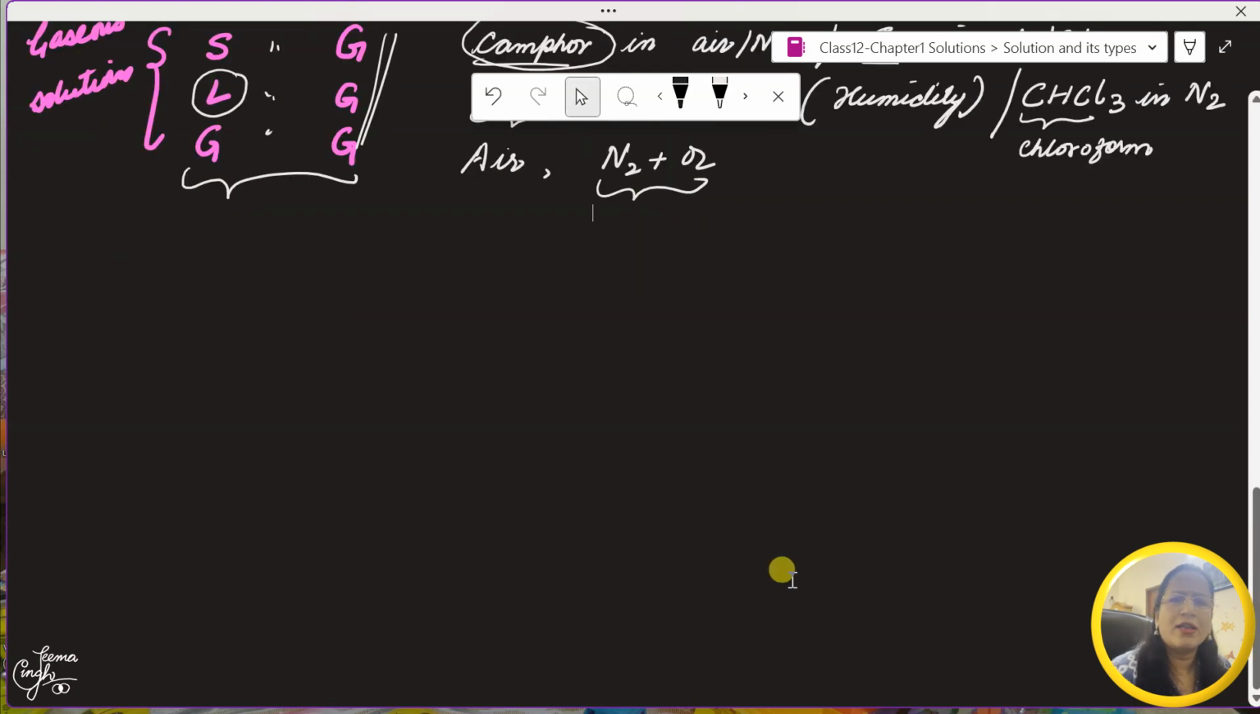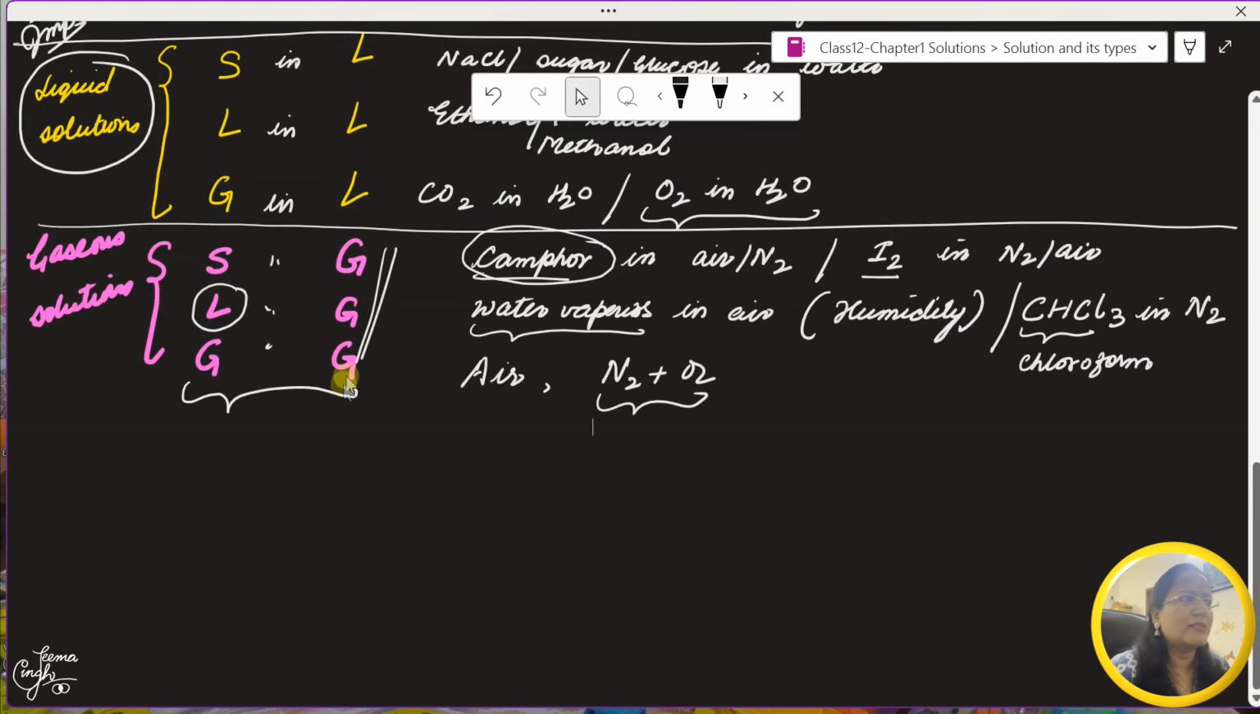We'll quickly recall. Let's go backward. So you have gaseous solutions, solid in gas. Think of a sublimable solid. Camphor comes to your mind, the one which is used in RTs, right? Then we have liquid in gas. Liquid in gas, common liquid that comes to your mind is water. Water vapors in gas, air, right? Humidity. Gas in gas, simply air, homogeneous mixture.